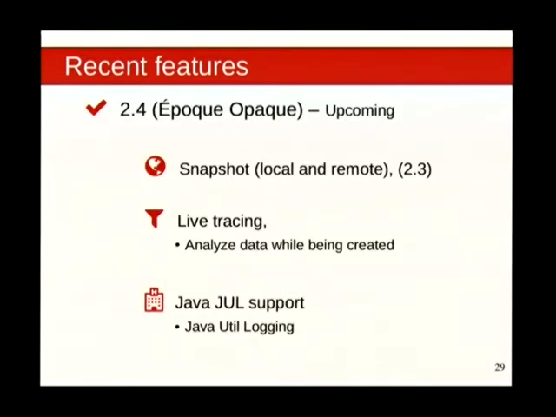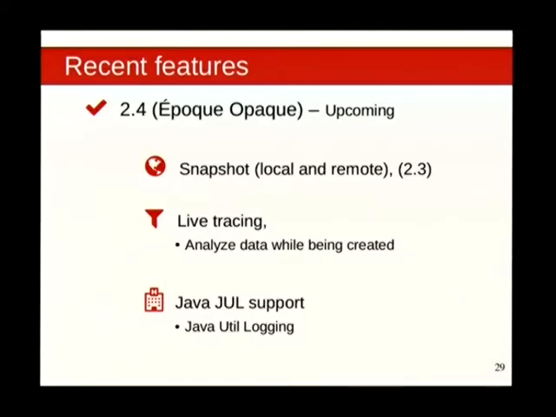And 2.5, I don't remember what the name is going to be, but it's going to start with F. So in 2.4, we added live tracing, as I said. We also have a snapshot feature that was done in 2.3, but you can use them in 2.4 or in 2.3, whatever. And we also added Java util support.